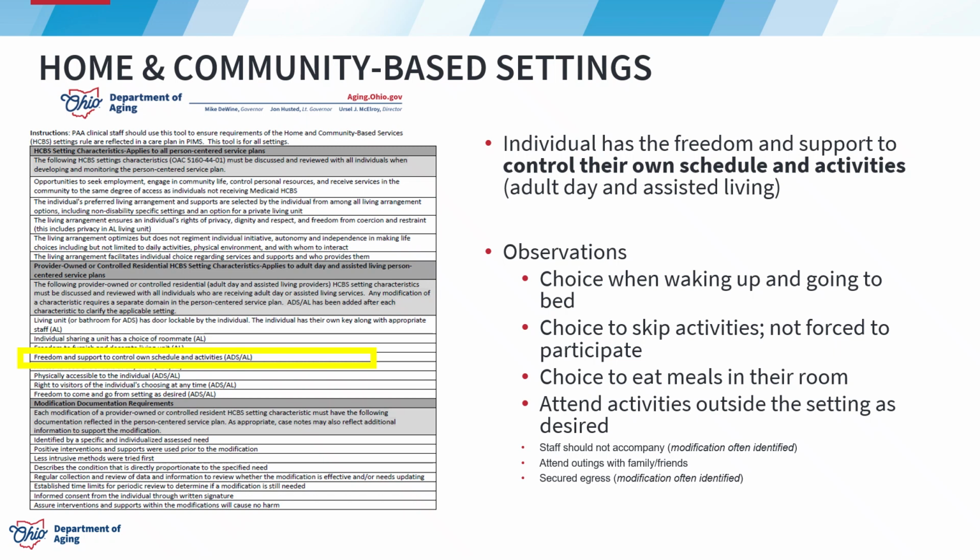So for somebody who has late stage cognitive impairment or some other cognitive impairment that requires safety or supervision, you would want to add a modification, as that would be a change in the setting requirement for that individual. Again, attend outings with family and friends, and if they are on a secured memory care unit or secured adult day where they can't just leave the setting, that again, a modification would need to be reflected in the care plan for those safety concerns.